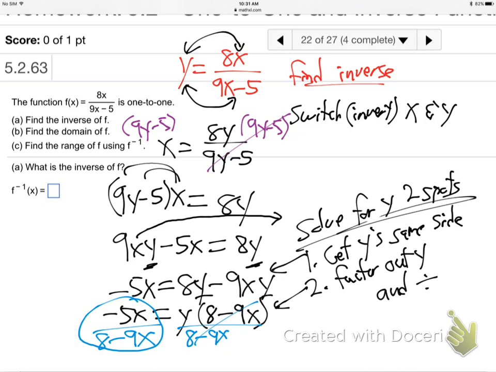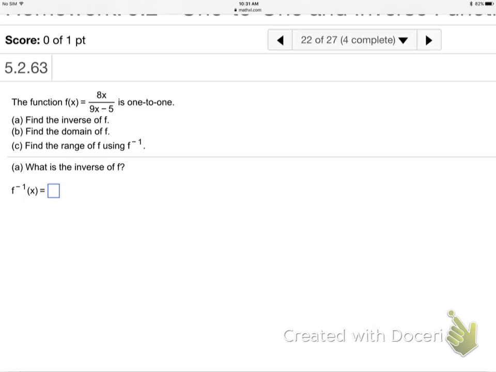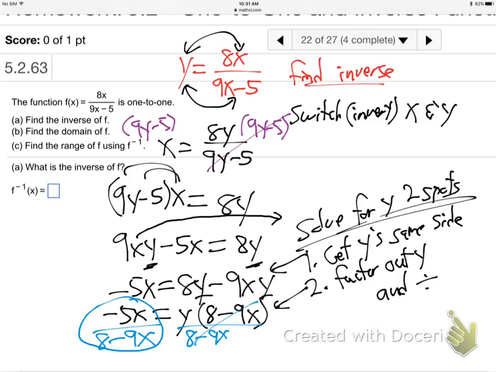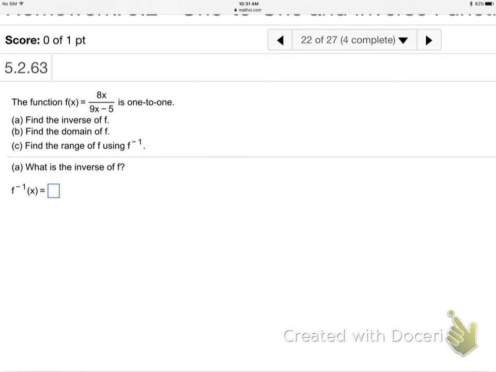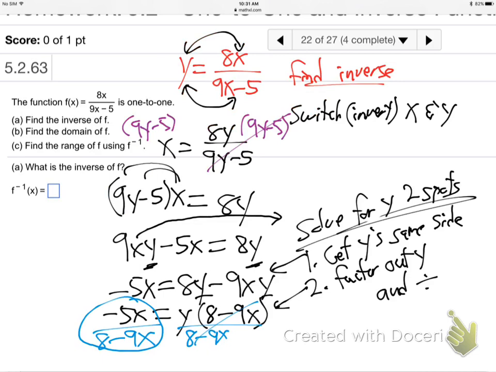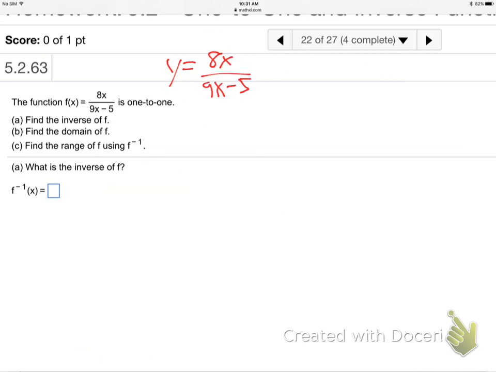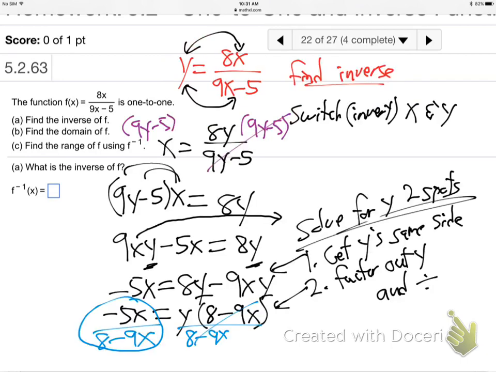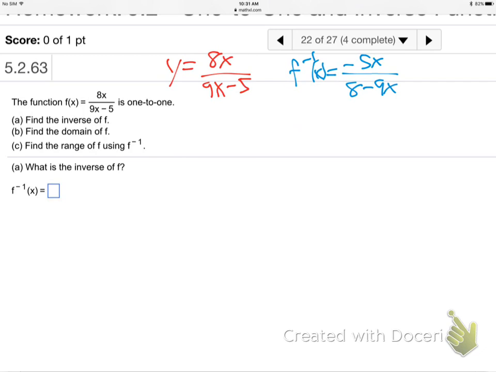Okay, I will go to a fresh screen if you guys got that down. So, one more time back there. The original function is y equals 8x over 9x minus 5. Then the inverse is minus 5x over 8 minus 9x. That's the inverse function. Okay, so now we have these two.